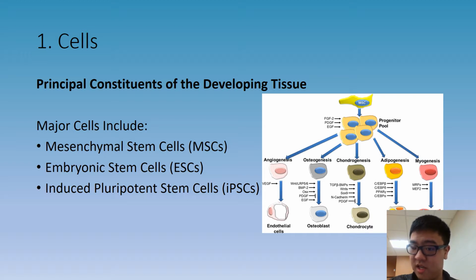Another type of cell is the embryonic stem cell. These cells can differentiate into many more cell types. However, the embryonic stem cells are scarce, and obtaining these cells from embryos creates ethical controversy. A third cell source is induced pluripotent stem cells.